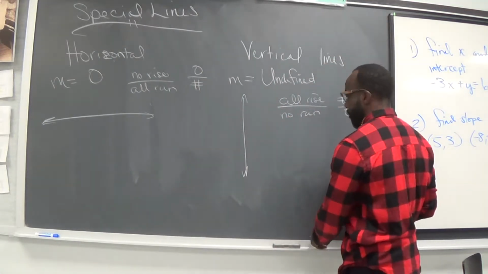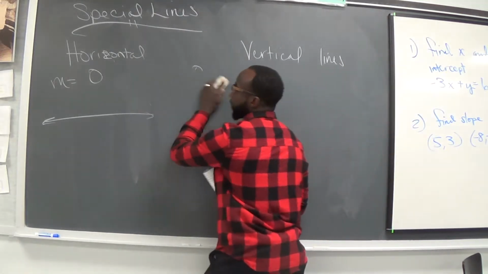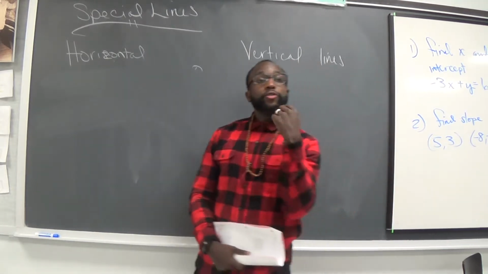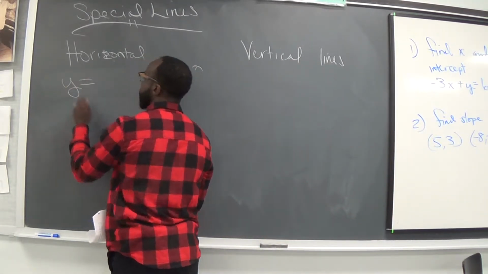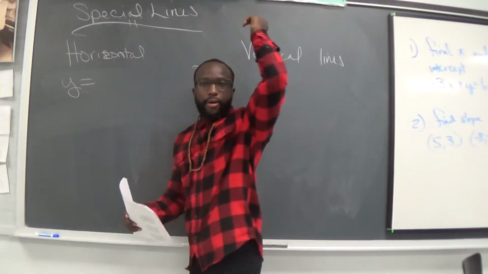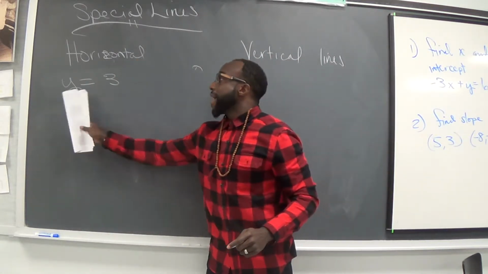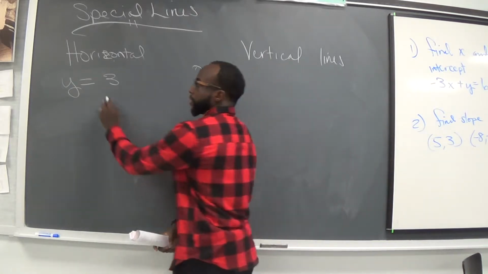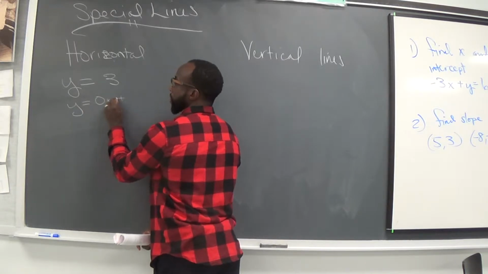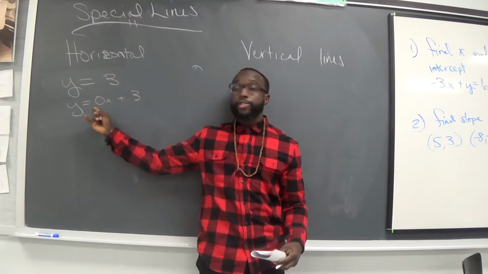Today, we're going to talk about the equation for a vertical and horizontal line. This is all you need to remember. Simply put, whenever you have an equation where you have y equals a number, say for instance y equals 3, notice you have no slope. So this is like 0x plus 3. Remember, horizontal lines have 0 slope.